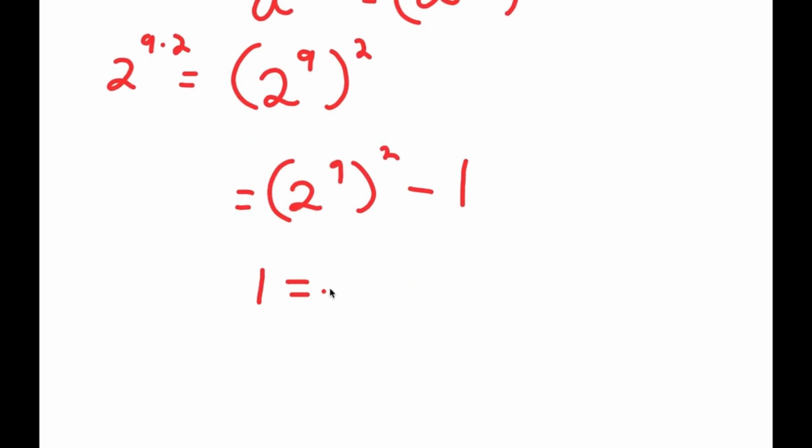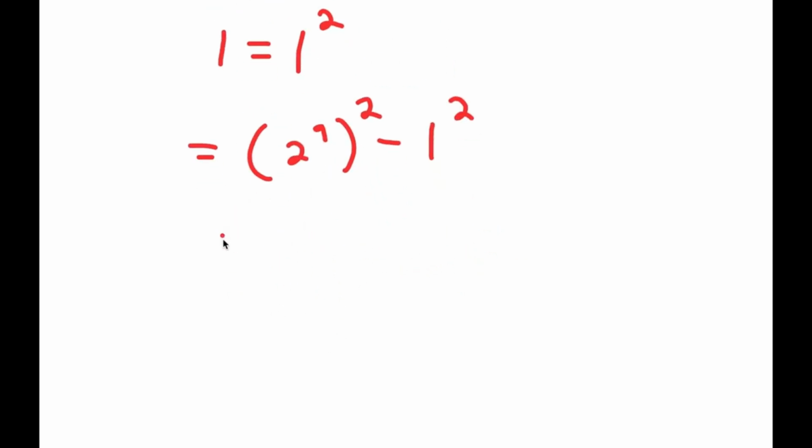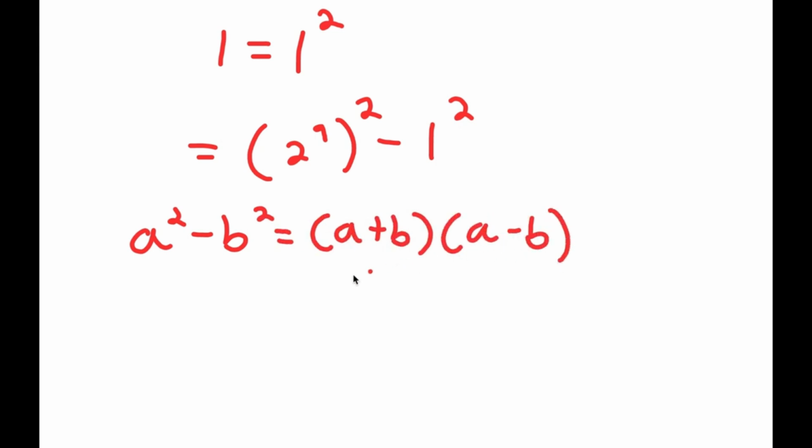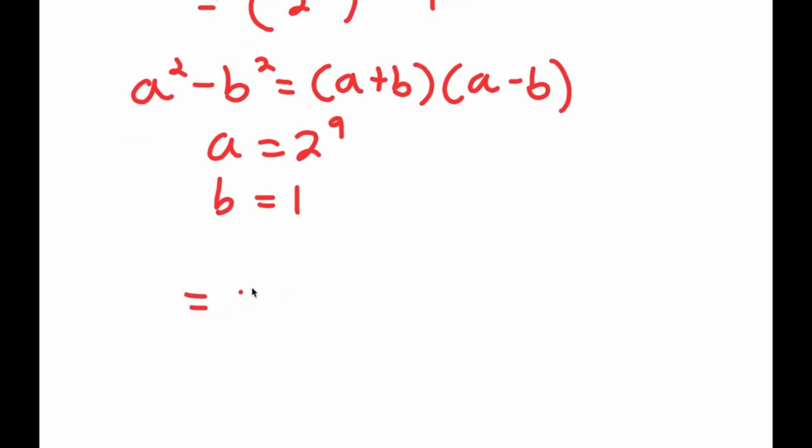And now 1 is the same thing as 1 squared. So I'm going to rewrite 1 as 1 squared. So I get 2 to the power of 9 to the power of 2 minus 1 squared. And the reason I did that was because now I can use this property. A squared minus b squared is equal to a plus b times a minus b. So I have 2 to the power of 9 squared minus 1 squared. So a is 2 to the power of 9, and b is 1. So now I get 2 to the power of 9 plus 1 times 2 to the power of 9 minus 1.